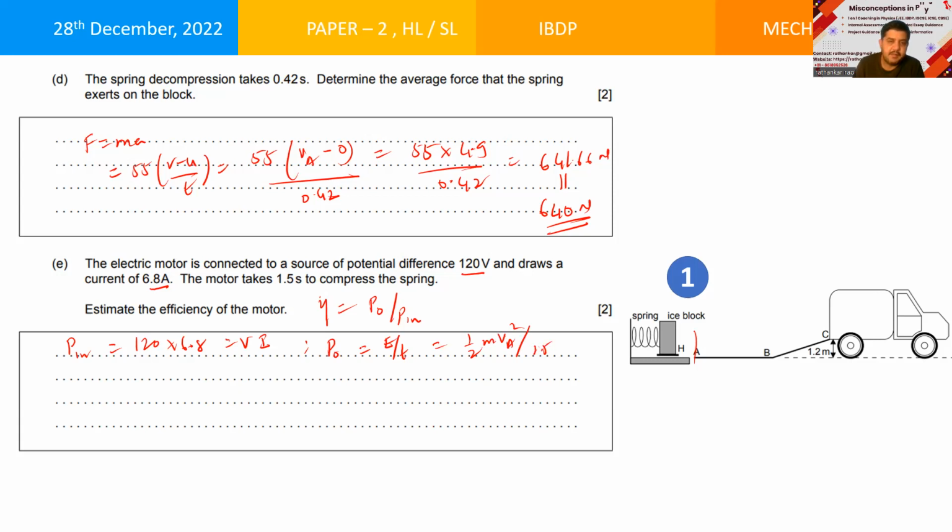1.5 seconds. Now what we do is we find the efficiency. Eta is equal to P output by P input, which should be equal to half into M, 55 kg, multiplied by VA, 4.9, which we already got, 4.9 square, divided by time, 1.5, divided by P input. What is P input? P input is 120 multiplied by 6.8. Okay, so you should just know which parameters to multiply where.